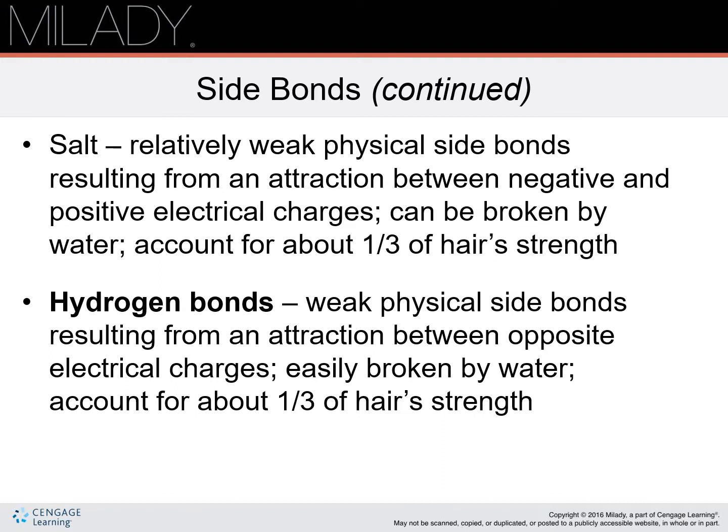Hydrogen bonds. They are weak physical side bonds that are also the result of an attraction between opposite electrical charges. They are easily broken by water. This is roller setting, wet setting, or heat, thermal styling, and they reform as the hair dries or as it cools. Although individual hydrogen bonds are very weak, there are so many of them that they too account for about 1/3 of the hair's total strength.